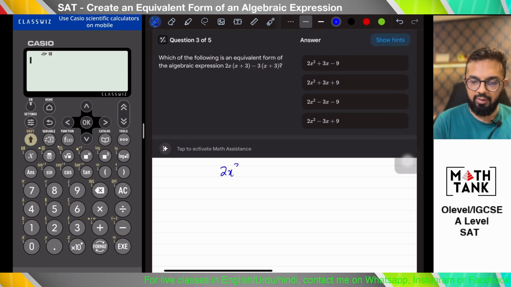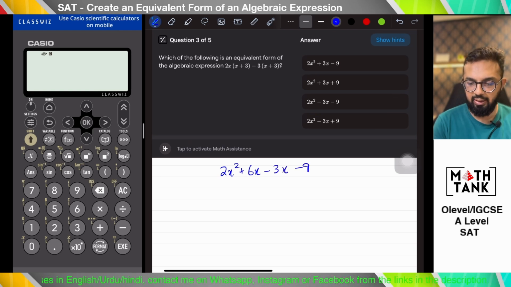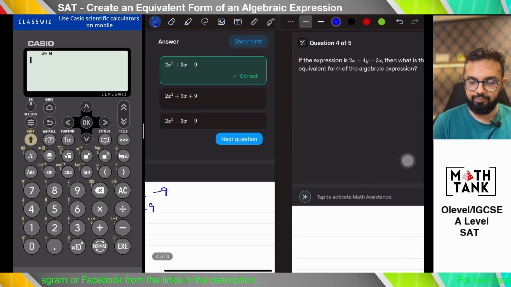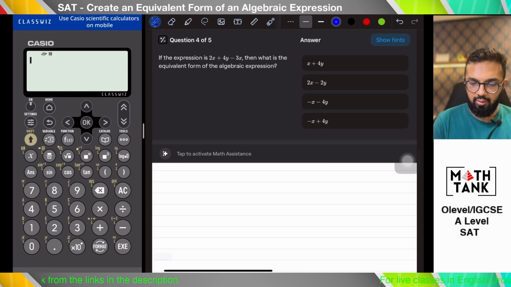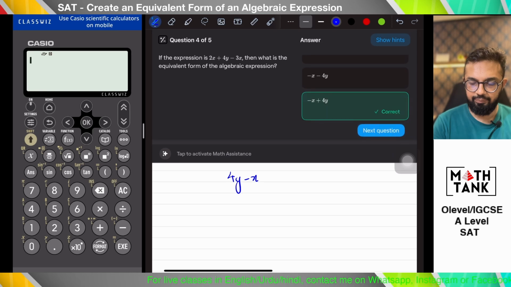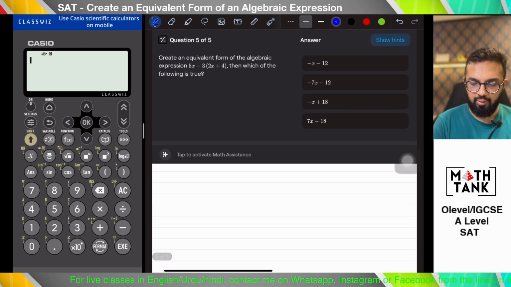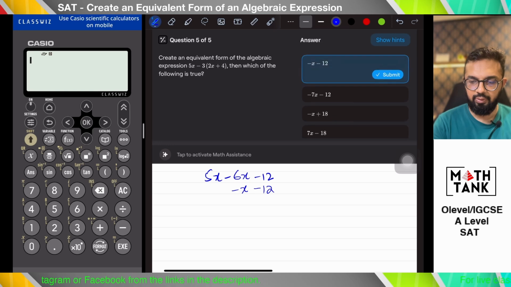Expanding this gives me 2x squared plus 6x minus 3x minus 9. So 2x squared plus 3x minus 9. So I get 4y minus x. 5x minus 6x minus 12 minus x minus 12.